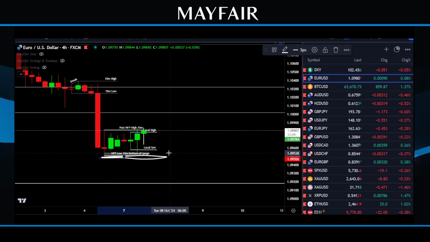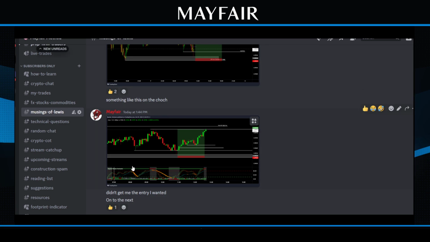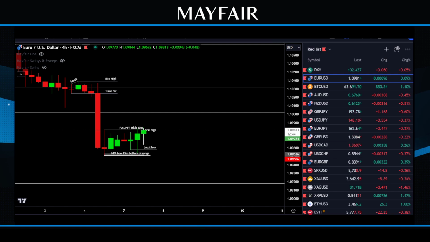So when I'm looking at this right now, I'm saying to myself, I've got a 15-minute bottom range from the non-farm payroll Friday. We haven't really gone above this level yet, so right now there's nothing really on. I would have liked to have taken a smaller trade this morning. As I said in the members section, it didn't really play itself out. So I'm just waiting to see what happens next.